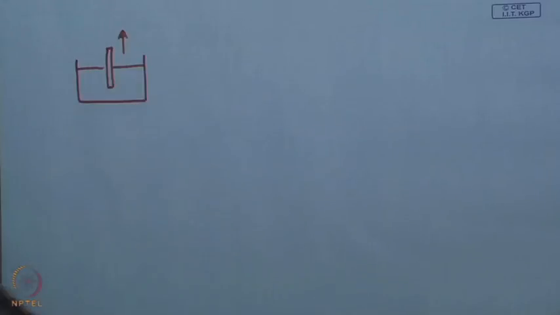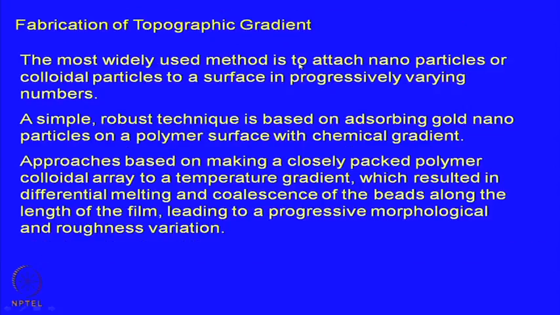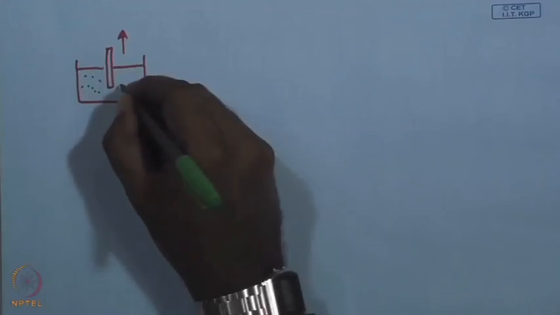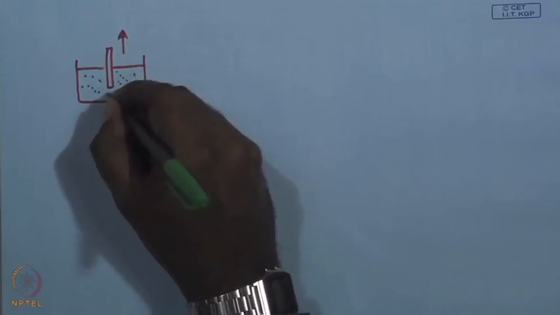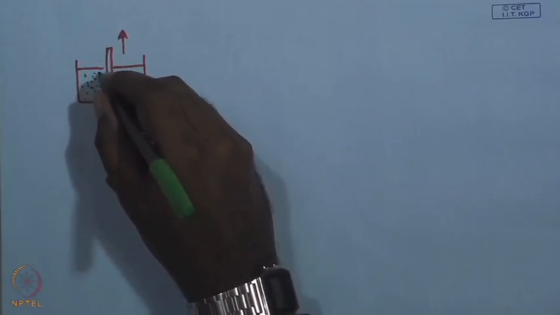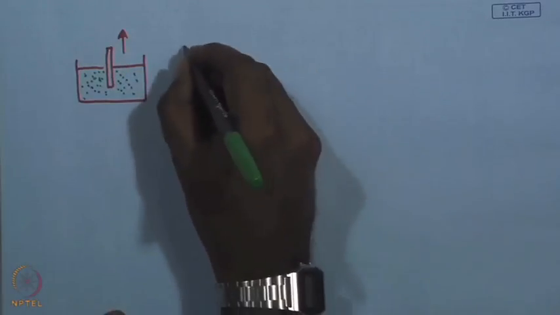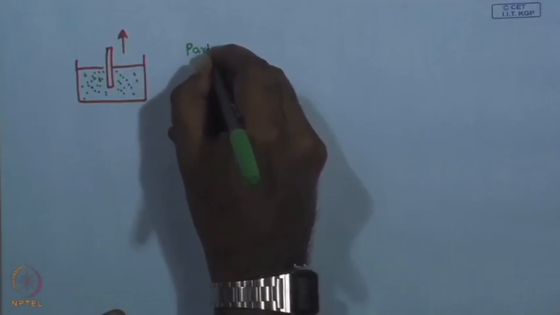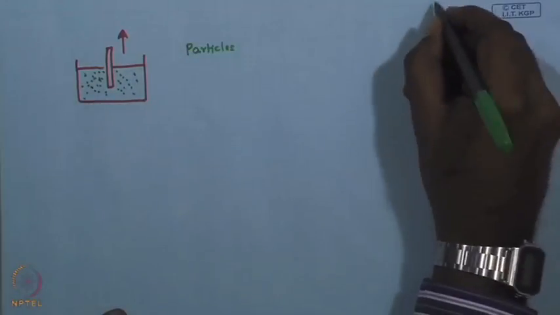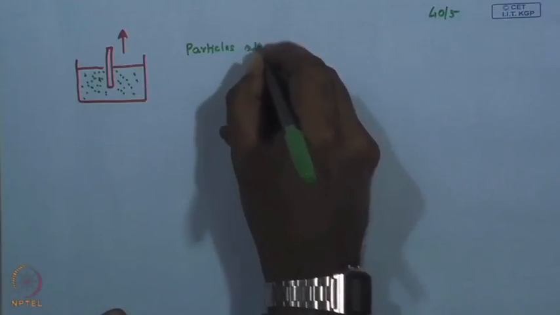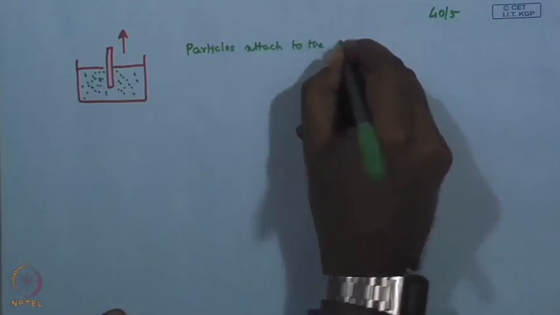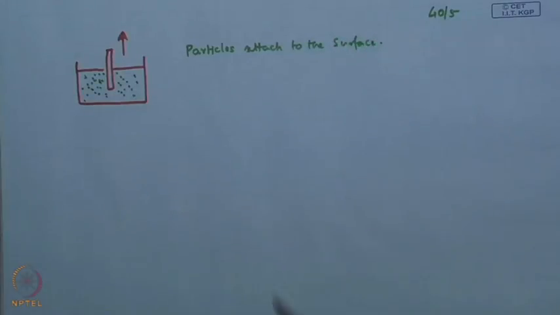This is in fact one of the very common ways of fabricating topographic gradient. So, what you do, you can dip it in a bath of nanoparticle or colloidal crystal, and you can do two things. As you withdraw, some particles will attach to the surface. Now, this rate of attachment can be controlled in two ways.